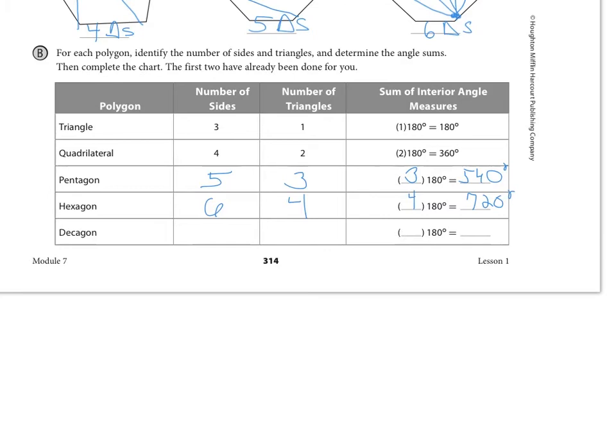And then finally a decagon, you guys, that has 10 sides. I hope that you're starting to see a pattern here. 3 down to 1, 4 down to 2, 5 down to 3, 6 down to 4. There's a common difference each time between these columns, and that difference is 2. So there would be 8 triangles if I were to sketch a decagon, and that would be 8 times 180 or 1,440 degrees. Let's go to the next page.